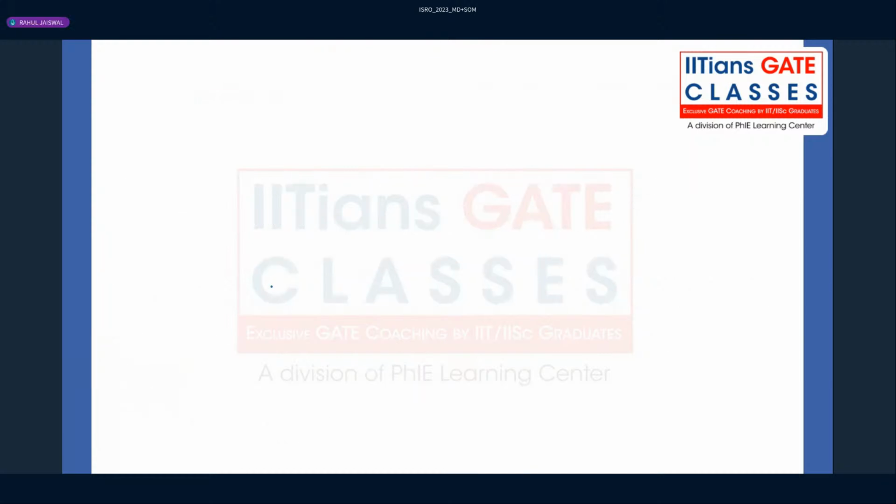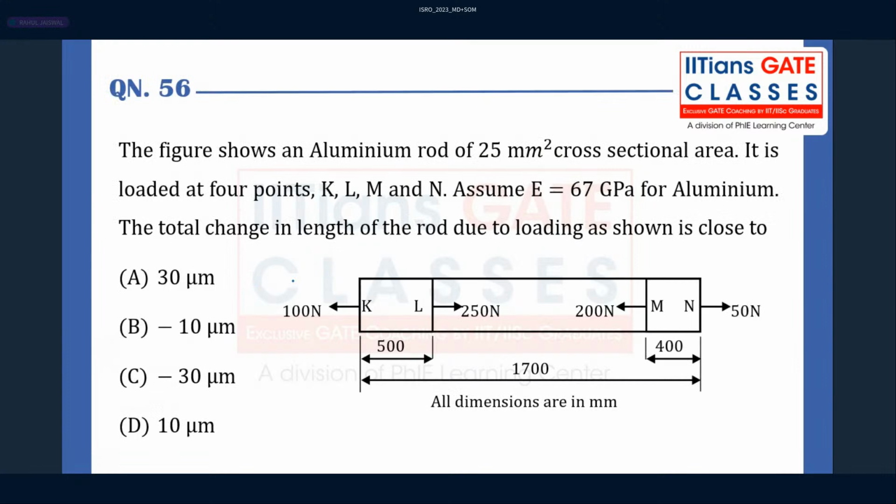Okay, moving on to the next question. The figure shows an aluminum rod of 25 mm square. It is loaded at 4 points K, L, M, N, assuming the E value for the material to be 67.